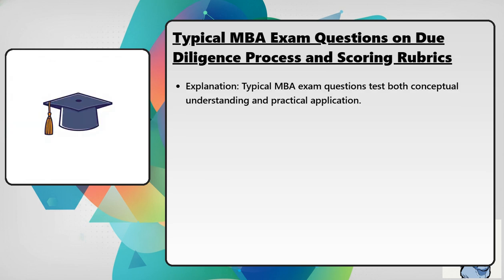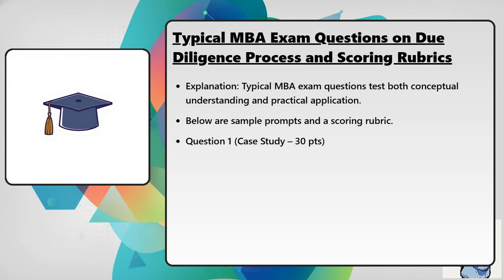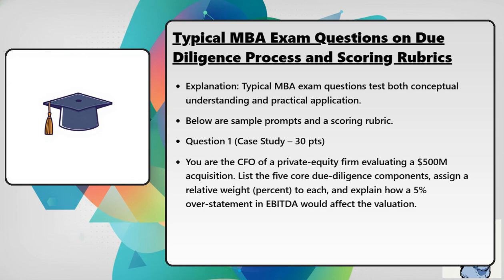Explanation: typical MBA exam questions test both conceptual understanding and practical application. Below are sample prompts and a scoring rubric. Question 1, case study, 30 points. You are the chief financial officer of a private equity firm evaluating a $500 million acquisition. List the 5 core due diligence components, assign a relative weight percent to each, and explain how a 5% overstatement in earnings before interest, taxes, depreciation, and amortization would affect the valuation.